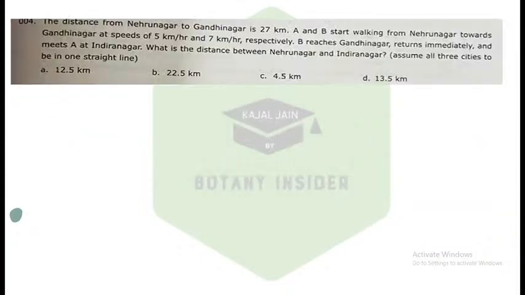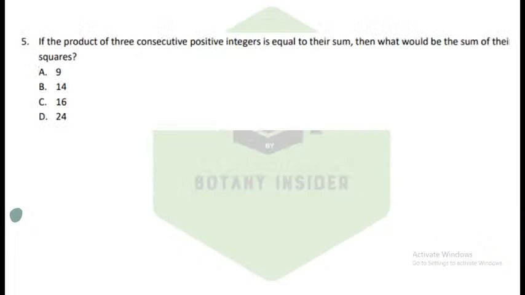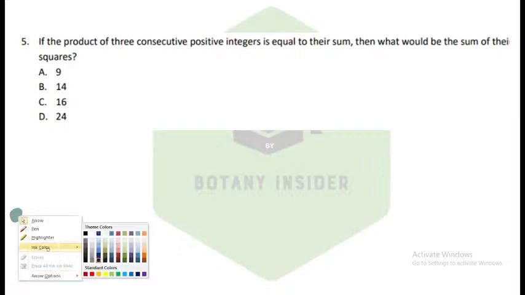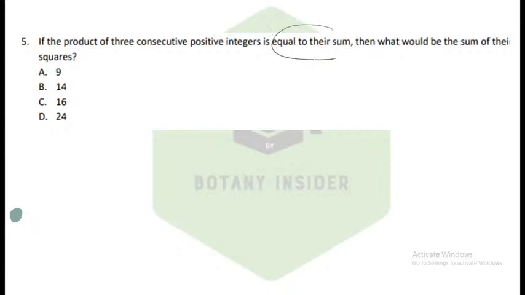Let's do one more question. This will take time. Yes, let's do this particular question, everyone. Question is, if the product of 3 consecutive positive integers is equal to their sum, then what would be the sum of their squares? It's a latest year question. Give it a try. Very simple, very basic question. You'll be easily able to solve it. And the previous question, we'll be doing it tomorrow because that question will take 10 to 15 minutes.